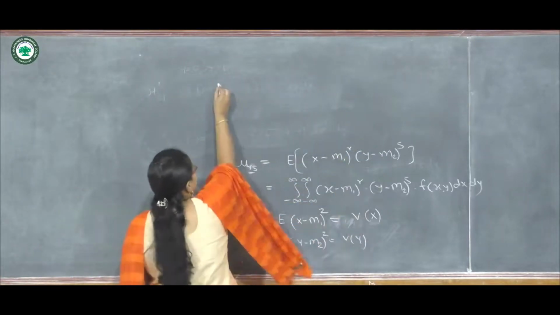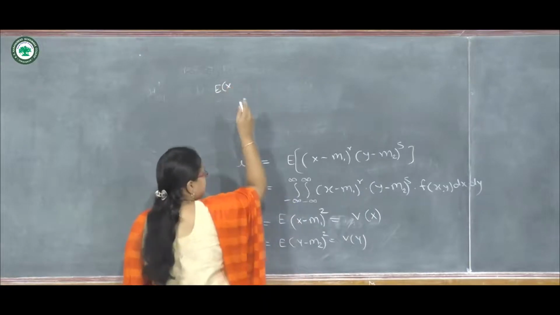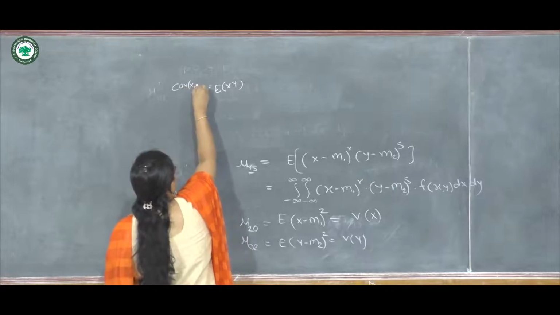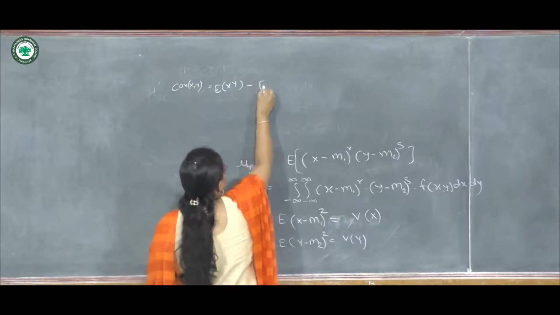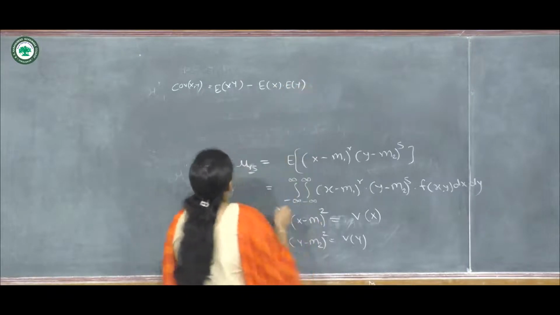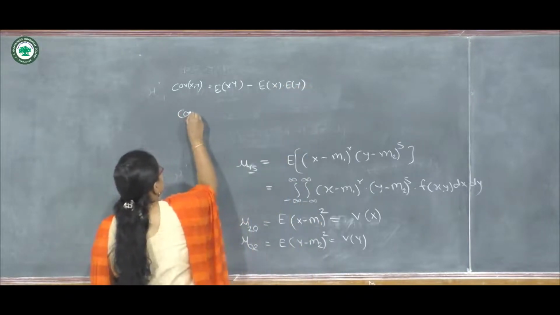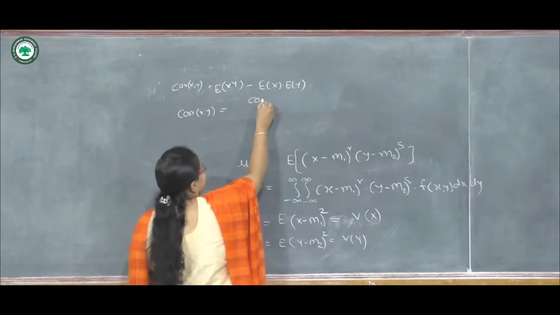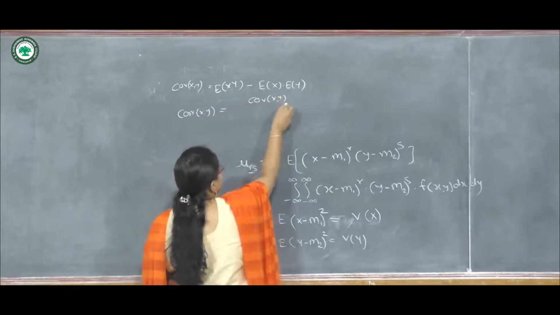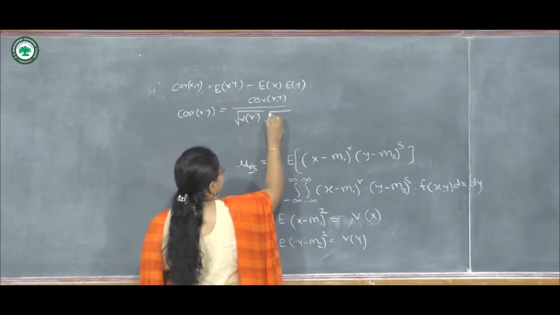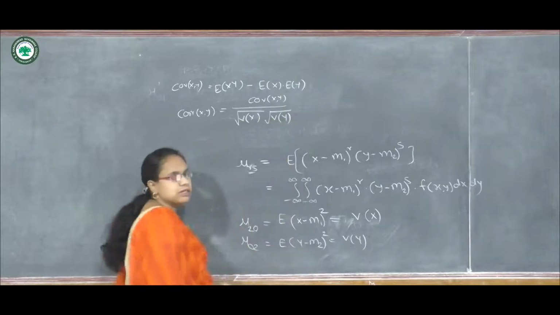So in this way we can calculate variance of x and variance of y. And we can calculate the covariance between x comma y, which is expected xy minus expected x into expected y. Also the correlation between x and y can be calculated by covariance between x and y, and at the denominator square root of variance of x, square root of variance of y.